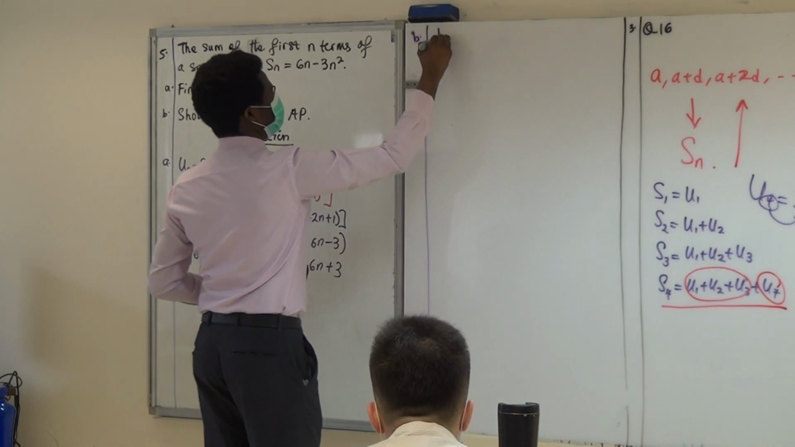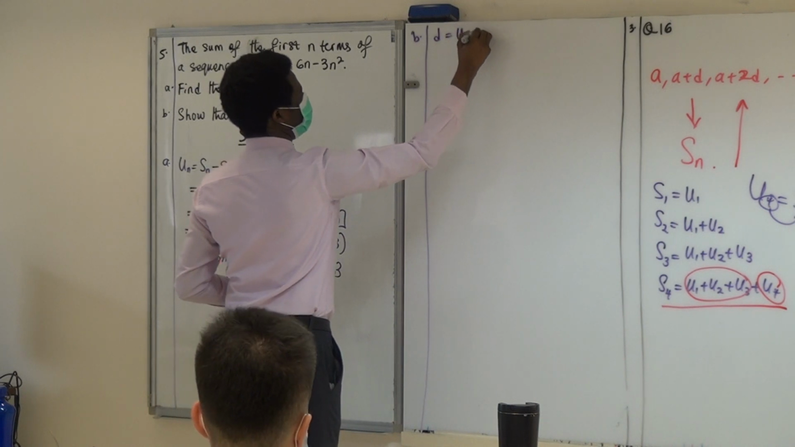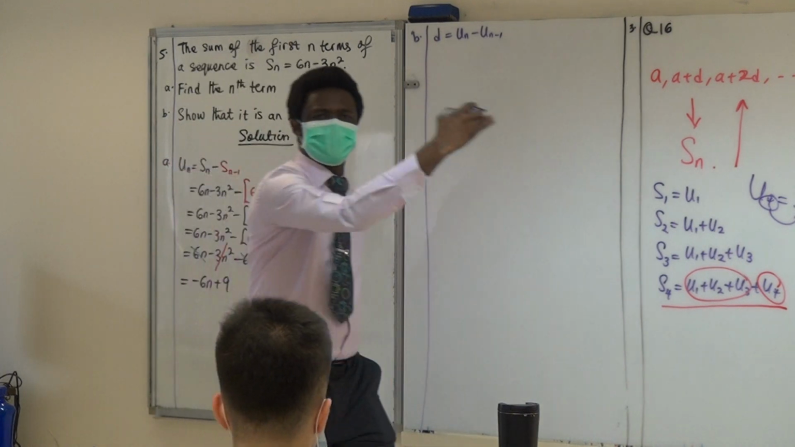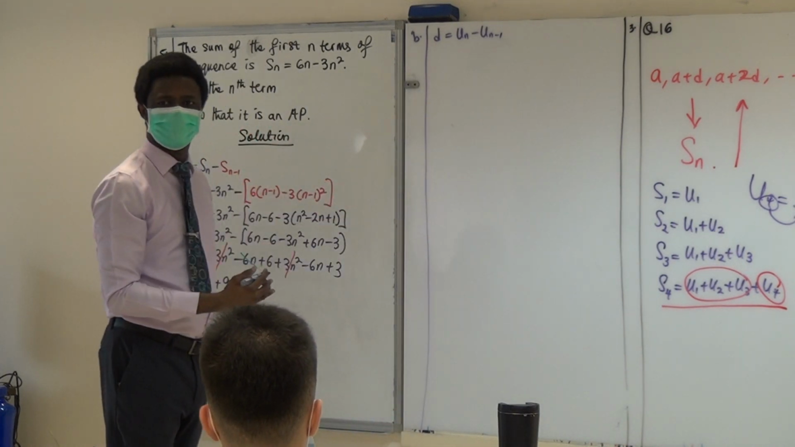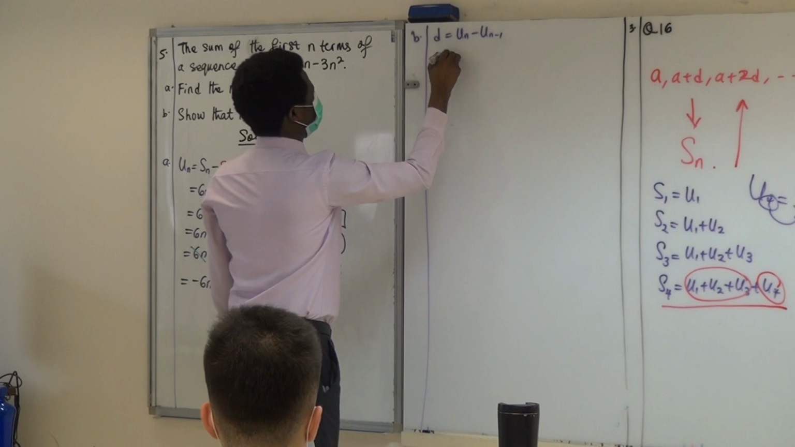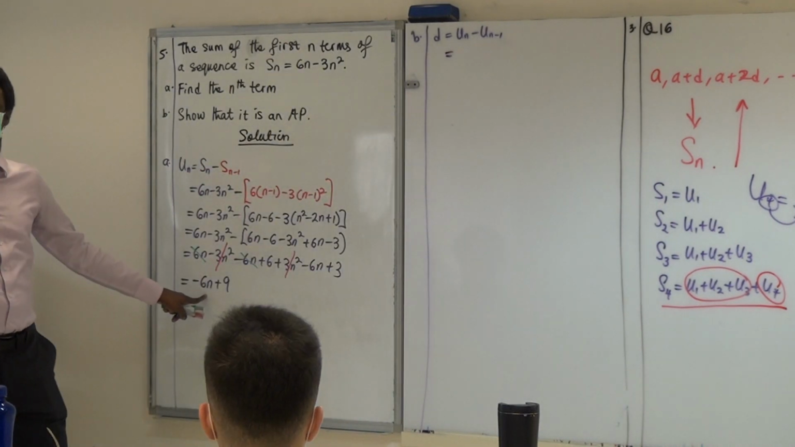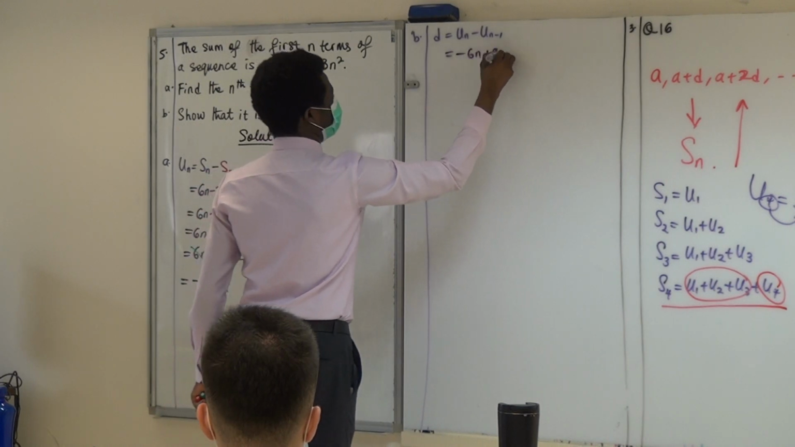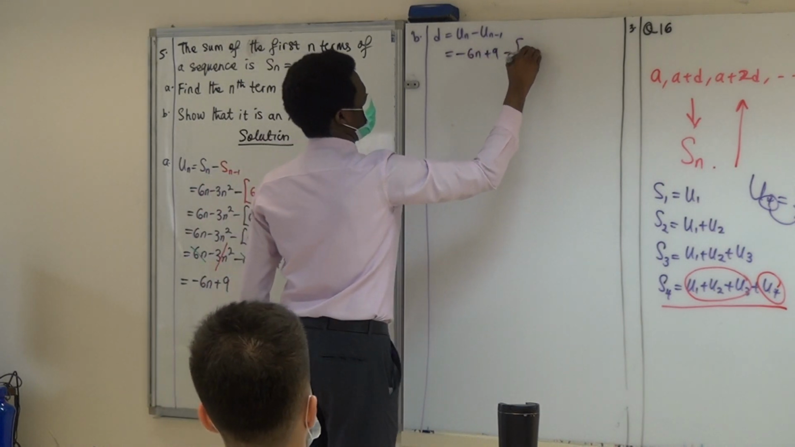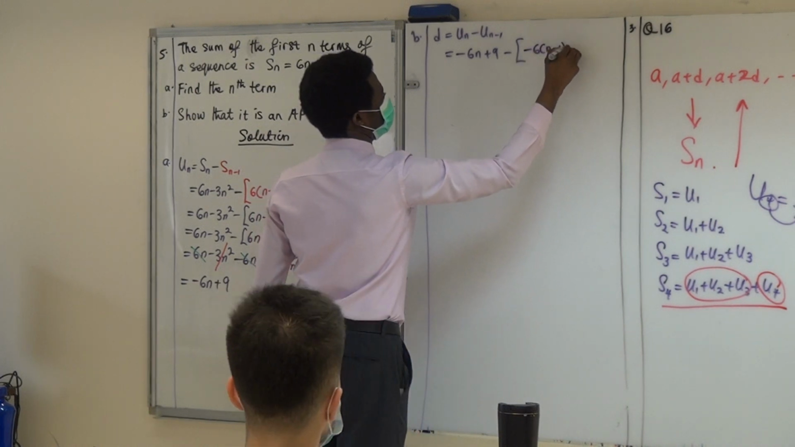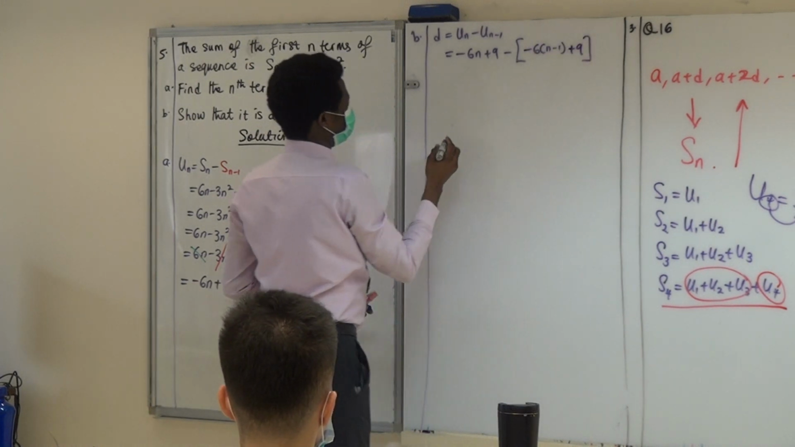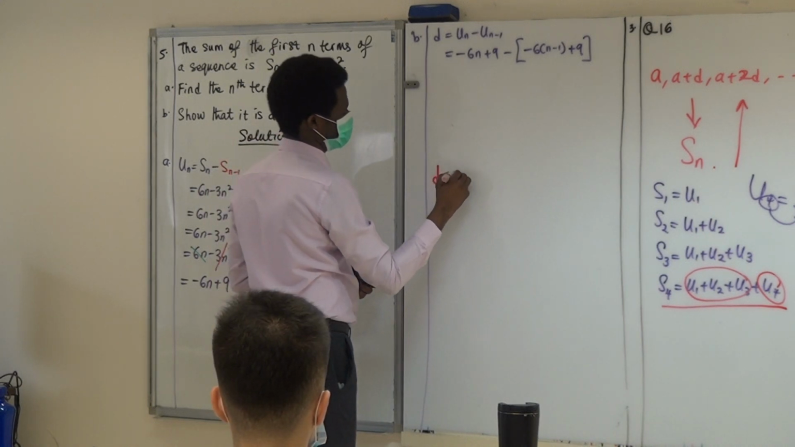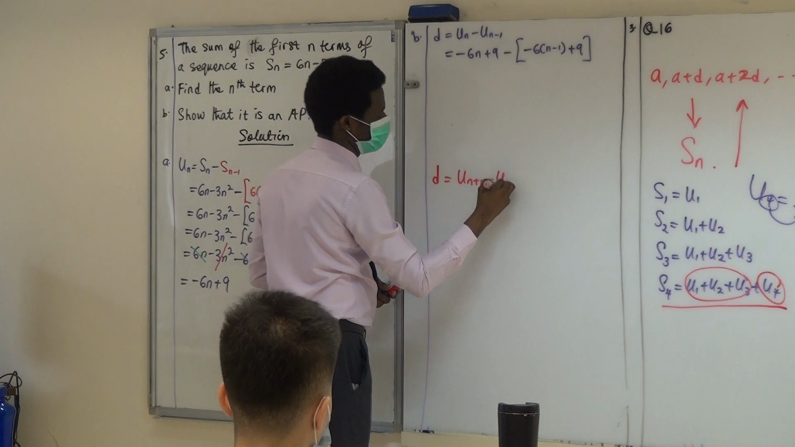So our common difference is Un minus Un minus 1. Does everybody understand this? A term minus the one before it. Because we just figured out our Un, Un is minus 6n plus 9. Then minus Un minus 1, minus 6 brackets n minus 1 plus 9. We simplify this. Alternatively, the common difference is Un plus 1 minus Un.